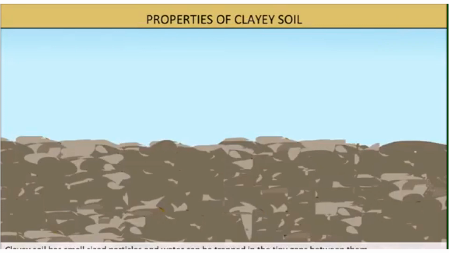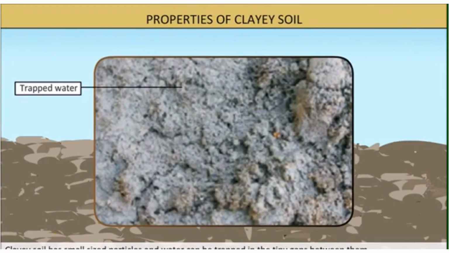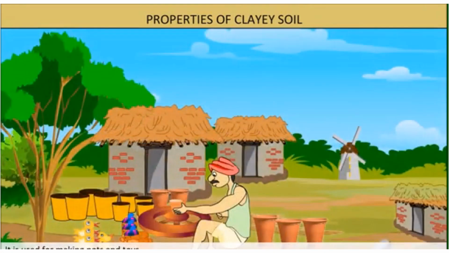Clayey soil has small-sized particles and water can be trapped in the tiny gaps between them. Hence, clay soil is heavy and holds more water. It is used for making pots and toys.